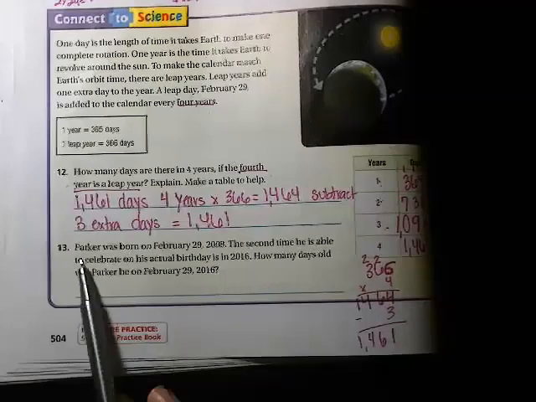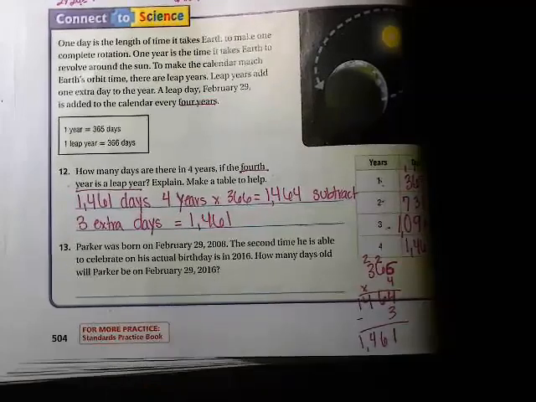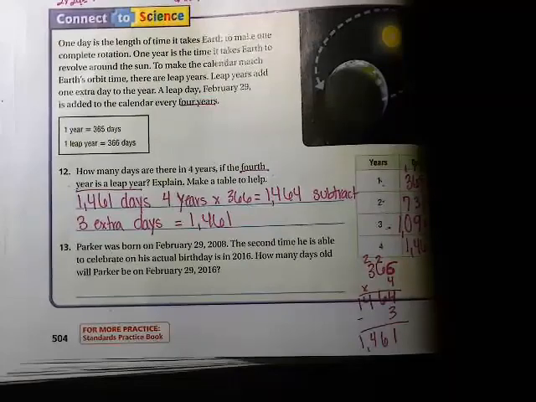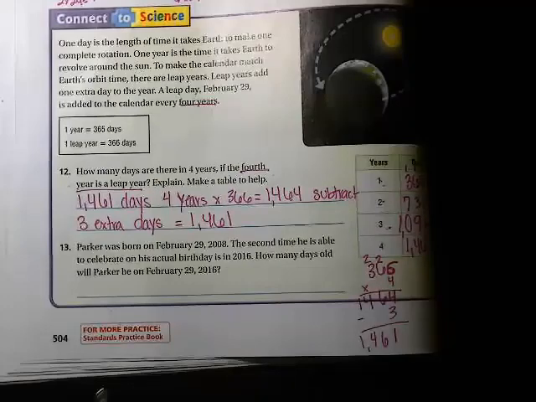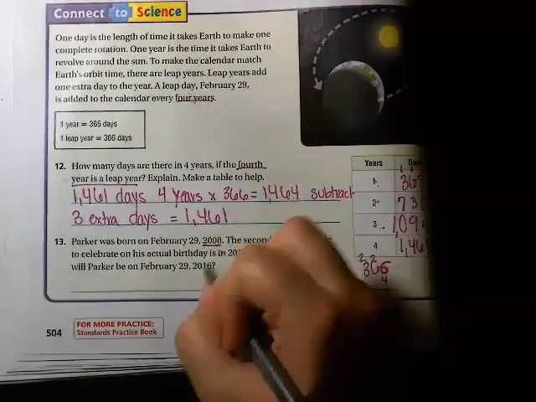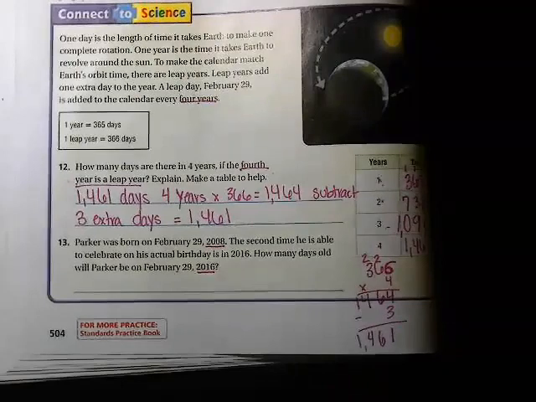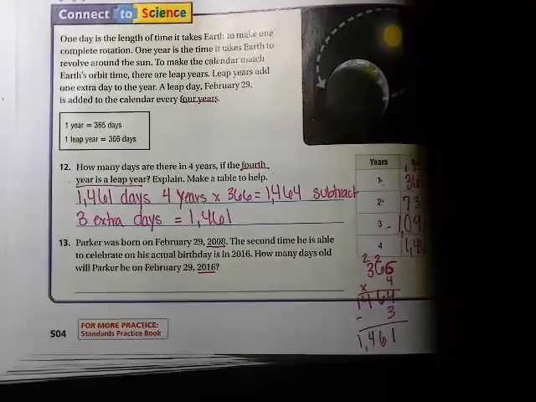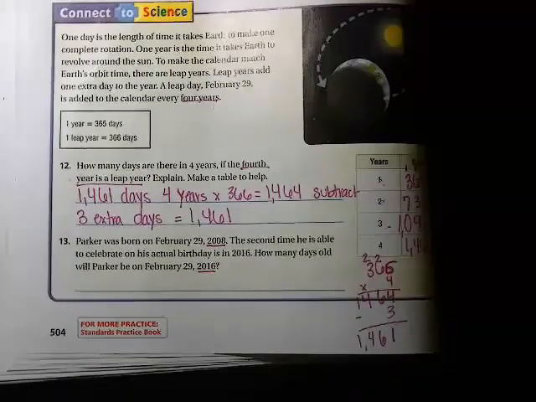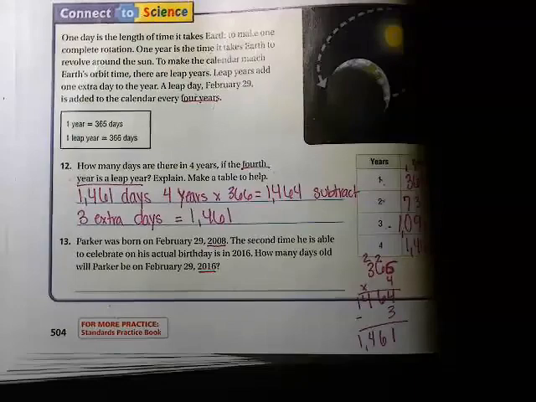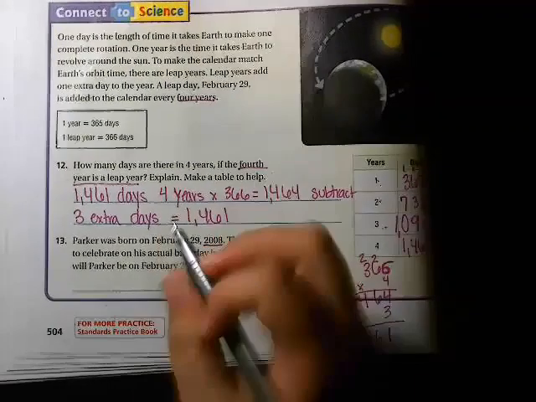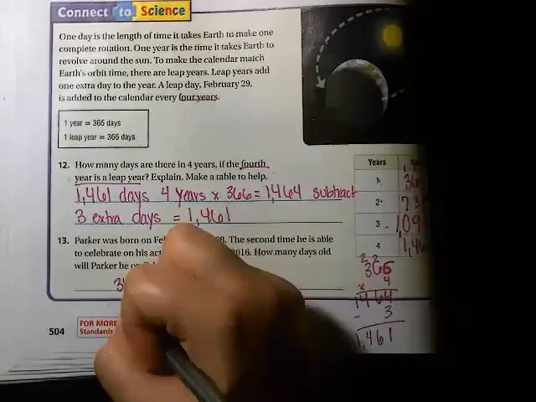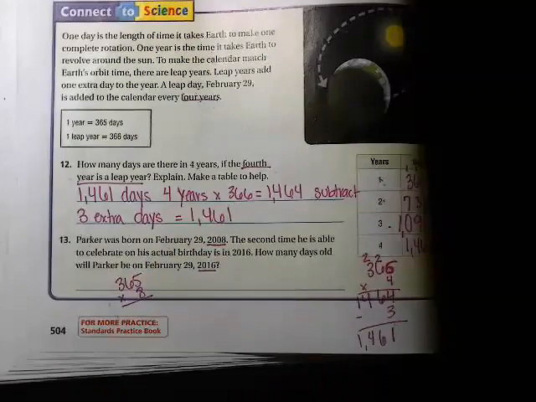All right, our next one says, Parker was born on February 29th, 2008. The second time he was able to celebrate his actual birthday is in 2016. How many days old will Parker be on February 29th, 2016? So first we need to look at our years. So we have 2008 and 2016. How many years are between 2008 and 2016? Or 16 minus 8. Good, 8. There are 8 years in between. So we're going to use our days in a year that we know, 365, and multiply this by 8 to start with.